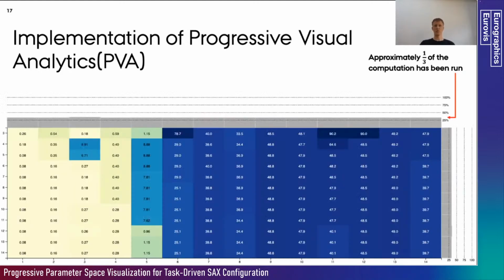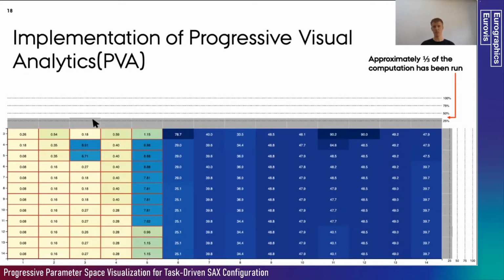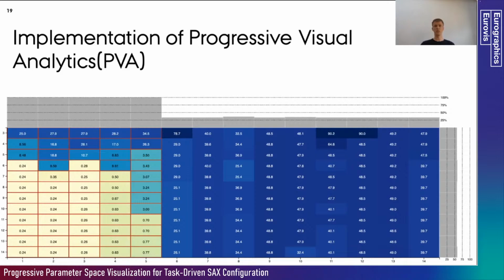As the figure shows, already after 1/3 of the computation has been run, we can see an emerging pattern. From this point, the user could choose to steer the computation to only run the columns for the segment size 1 to 5. Hereby, the selected columns would be computed before the rest of the matrix, and the user will be able to make an informed choice with respect to the gain from the data reduction and the loss from the error introduced.